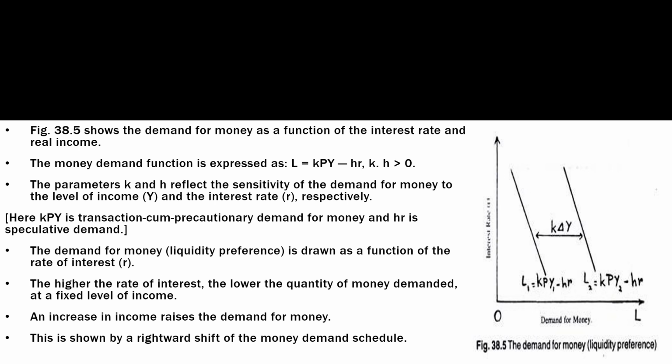If you look at the figure, you will see that the demand for money is a function of the interest rate and real income, and the money demand is expressed as L = kY - hR, where k and h are greater than 0. The parameters k and h reflect the sensitivity of demand for money to the level of income Y and the rate of interest R respectively. k indicates the sensitivity of demand for money to the level of income, and h indicates the sensitivity of demand for money with respect to the interest rate.